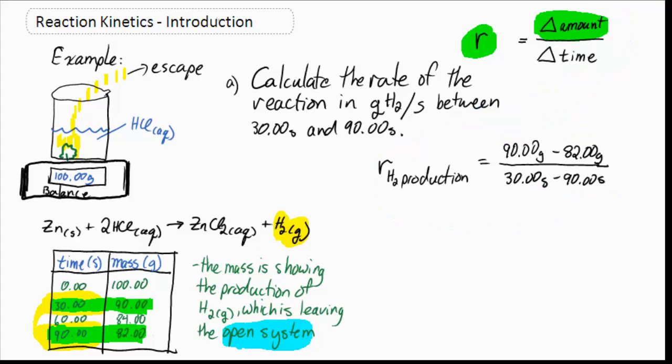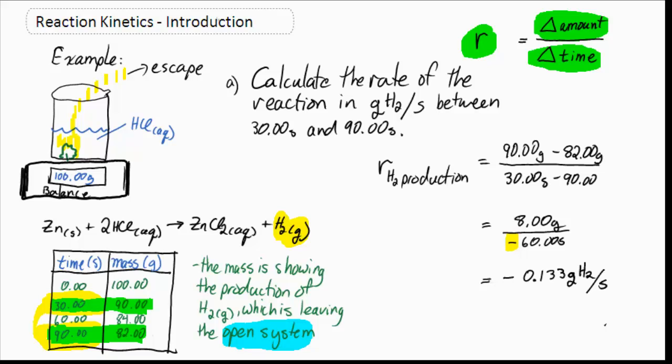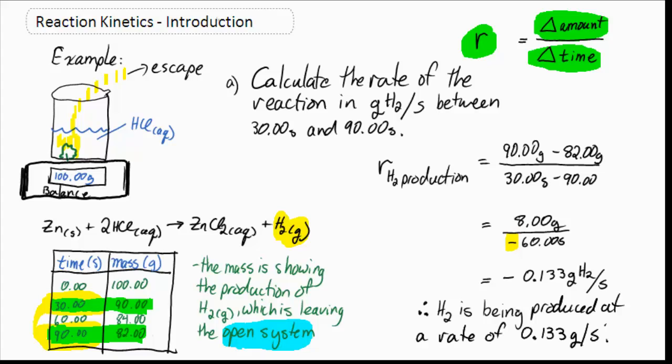Now in this case, because the mass is decreasing, it's going to show a negative value. But that's okay. We'll just calculate it. This is 8 grams in 60 seconds. And again, that negative just means that the mass is leaving. But we know that the hydrogen amount is increasing. So we do the calculation. It's 0.133 grams of hydrogen per second. So therefore, hydrogen is being produced at 0.133 grams per second. And that is it, the calculation of the rate of the reaction.